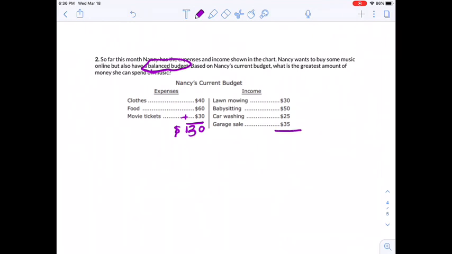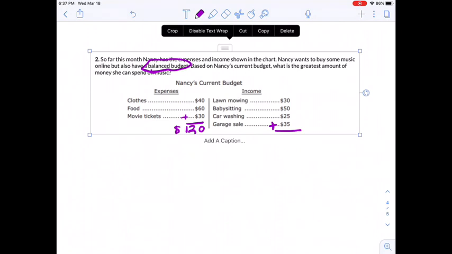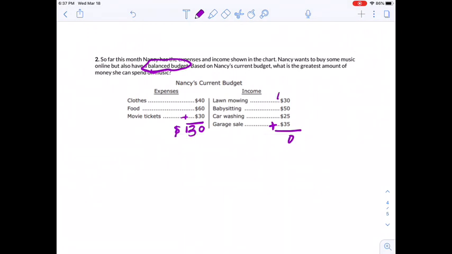She has $30 in lawn mowing, $50 babysitting, $25 washing cars, and $35 for a garage sale. So let's add that up and see what her income is. 5 and 5 is 10. 1 plus 3 is 4. 4 plus 5 is 9. 9 plus 2 is 11. 11 plus 3 is 14.